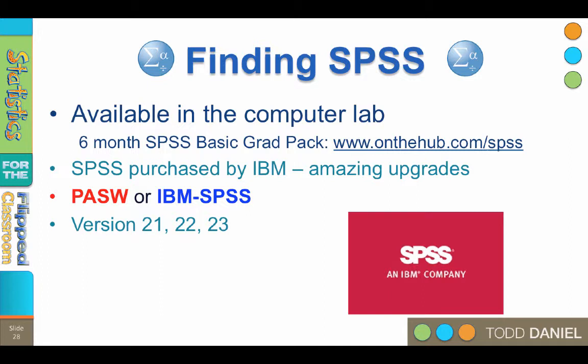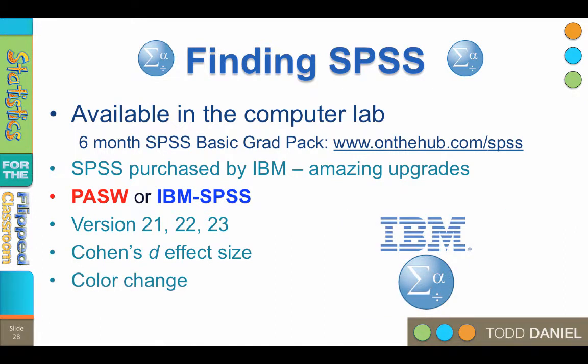Now, if you want new functions, like a simple Cohen's d effect size for t-tests, you're out of luck. Still have not added Cohen's d, but hey, we get brand new version numbers. Oh yeah, and they raised the price. And they changed the color from red to blue. All of that to say that SPSS software works exactly the same as it did 8 years and thousands of dollars ago, at least for the teaching of introductory statistics.